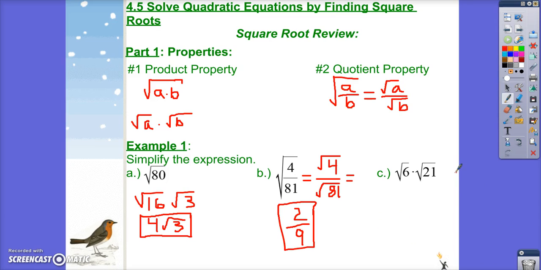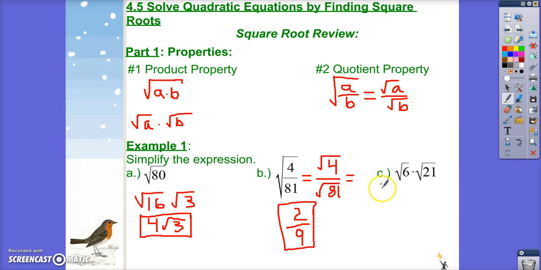Now, if I look at letter C, B used the quotient property, split them into its two parts. C is sort of like product property again, but let's see if we could split up 6 and 21. What are my factors of 6? 6 times 1, 3 times 2. 6 is not a perfect square, neither is 1. 3 is not a perfect square, neither is 2. So I can't split 6 up. But take a look at 21. It's 7 times 3, 1 times 21, none of them are perfect squares.